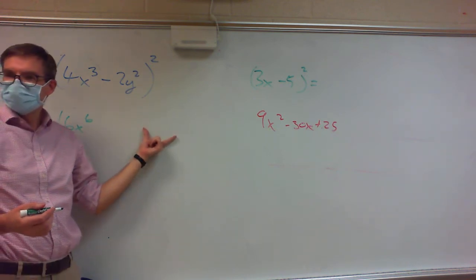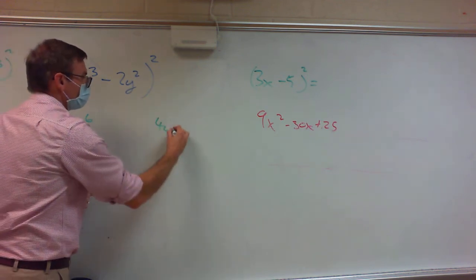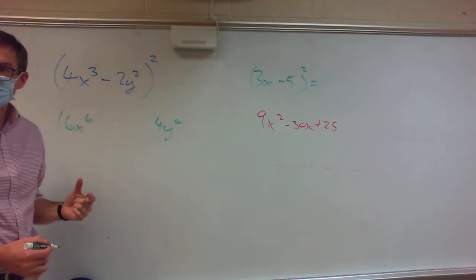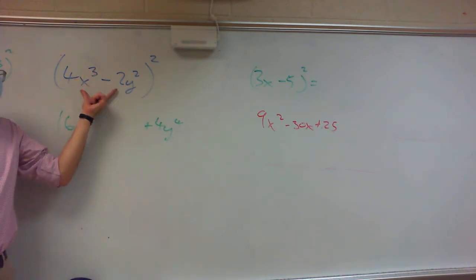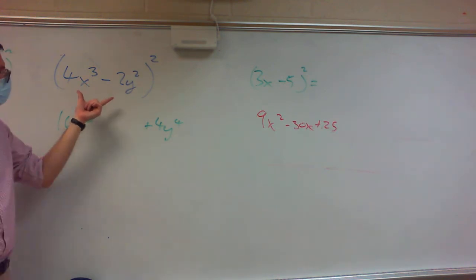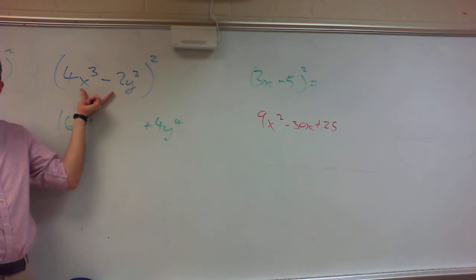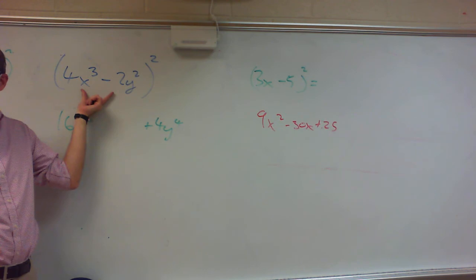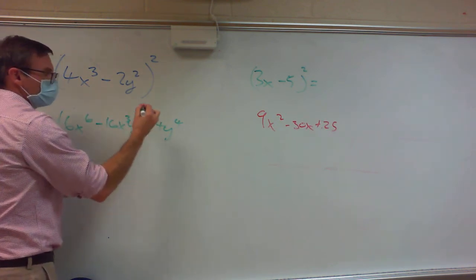What's our last term? 4y to the 4th. Okay? And that last term is always positive. Now to get our middle term, I multiply these together and then double it. So when I multiply them together, everybody see I get a negative 8x cubed y squared? And when I double it, what do I get? Negative 16x cubed y squared.